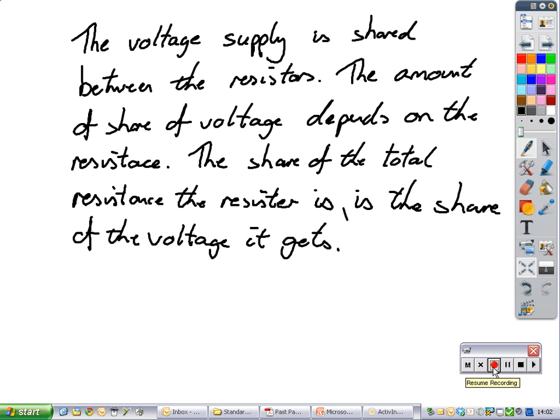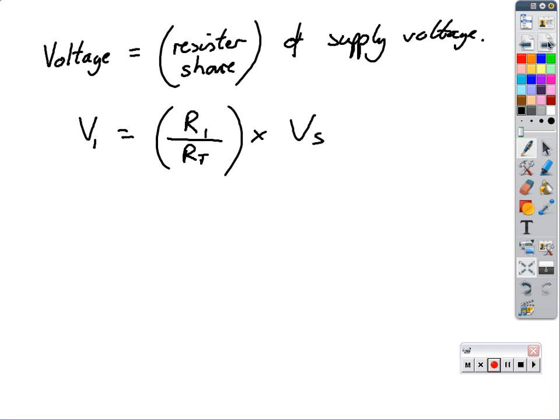Okay, the voltage supply is shared between the resistors. The amount of share of voltage depends on the resistance. The share of the total resistance the resistor has is the share of the voltage it gets. Now voltage equals the resistor share of the supply voltage. So whatever the share of the resistors, that's the share of the supply voltage. And that's where we get a formula from. V1 equals R1 over RT, which is R1 plus R2. I'll put that in as well. V1 equals R1 over R1 plus R2 times Vs.